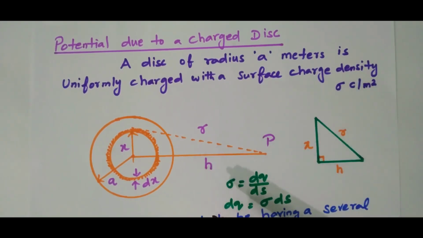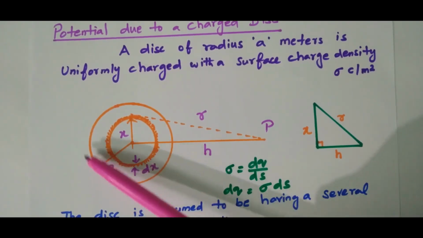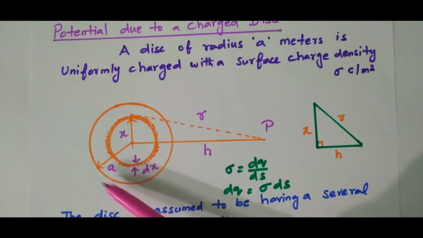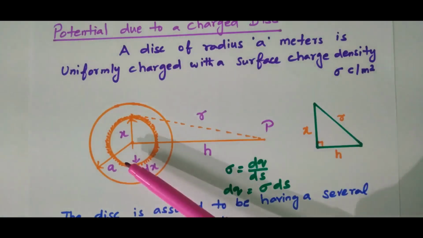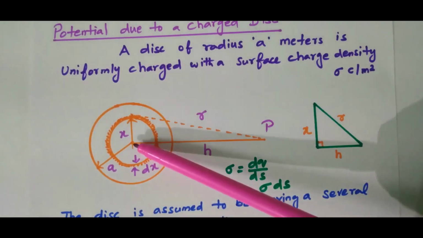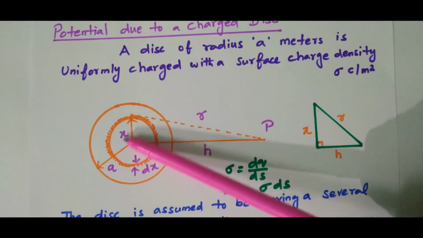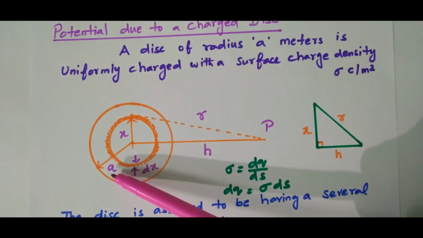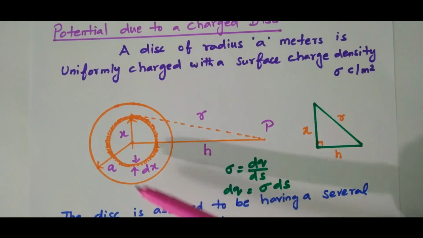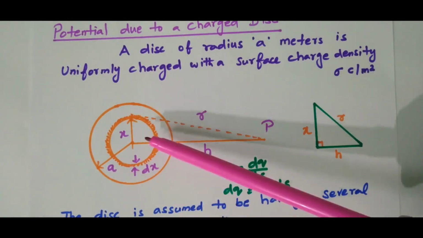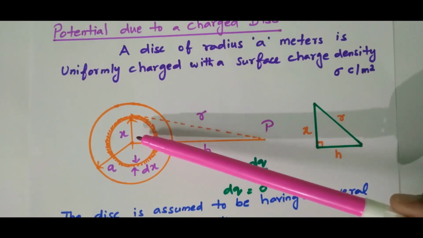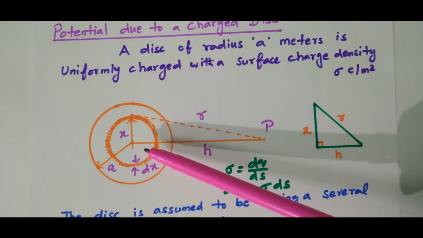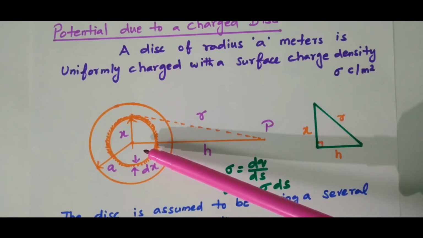Now we'll refer to this diagram. We have the disk with radius A meters. The disk is assumed to have several rings of increasing radius. For example, starting from 0, there are small rings, and the radius of the ring keeps on increasing up to the radius of the disk. We assume the disk is formed of several rings of increasing radius.